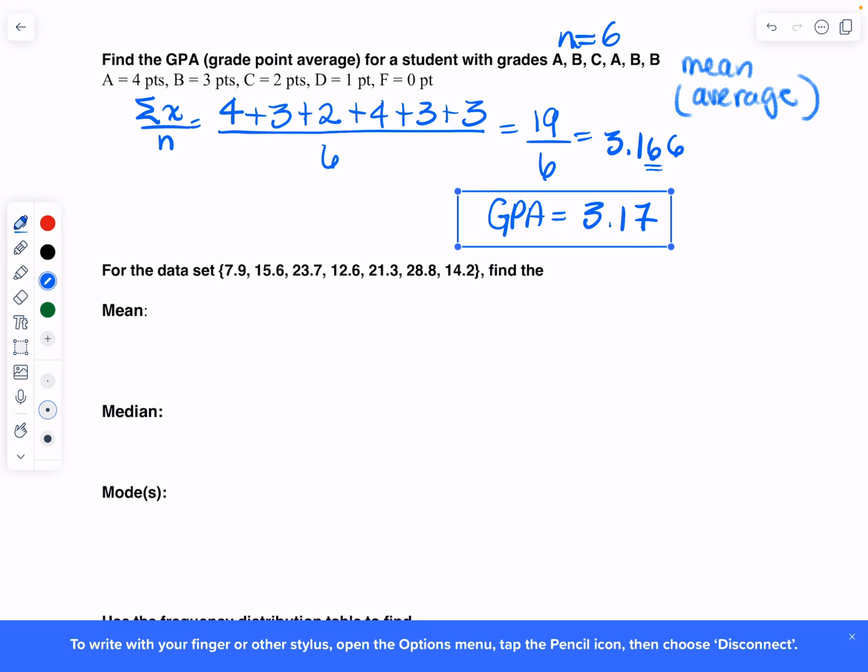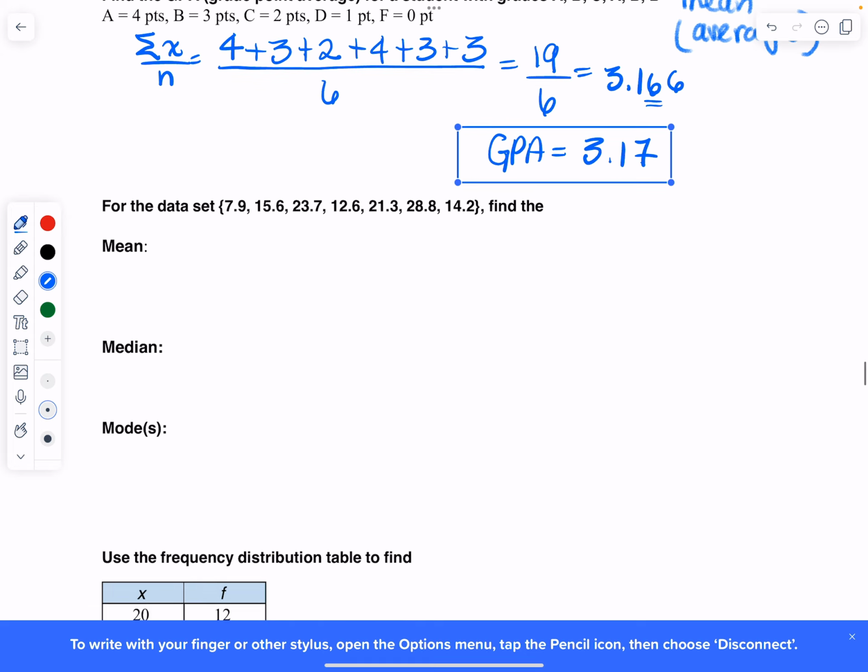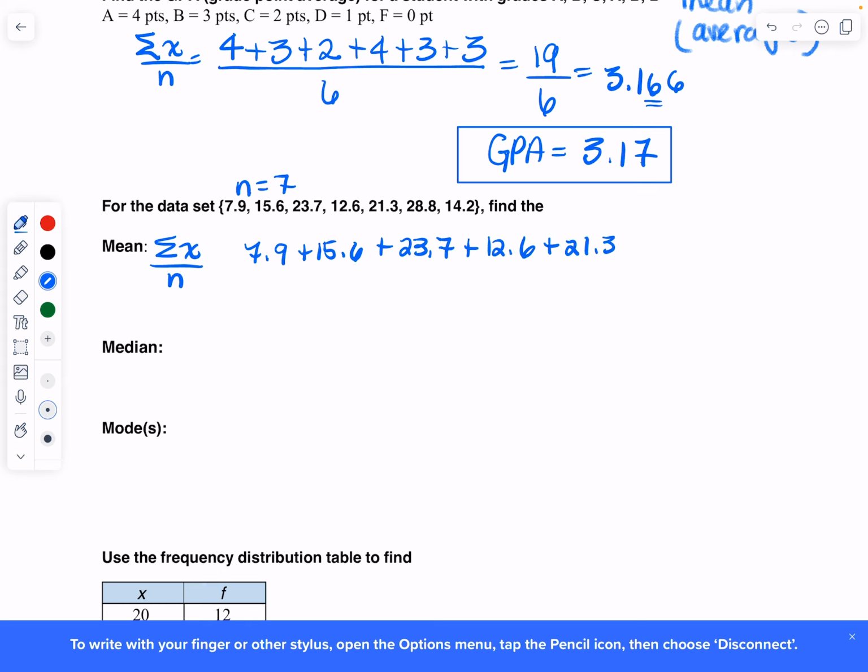Okay. All right. The next one for the data set, find the mean, the median, and the mode. So the mean, again, the formula is sum up all the data points divided by the number of data points. So if we add these up, we get 1, 2, 3, 4, 5, 6, 7. So n equals 7. So I'm going to add up the numerator, 7.9 plus 15.6 plus 23.7 plus 12.6 plus 21.3 plus 28.8 plus 14.2. Now I'm going to sum that all up, and I'm going to divide that by 7.